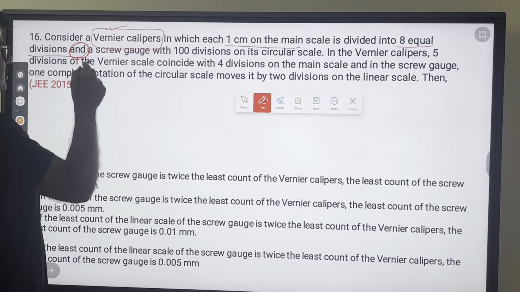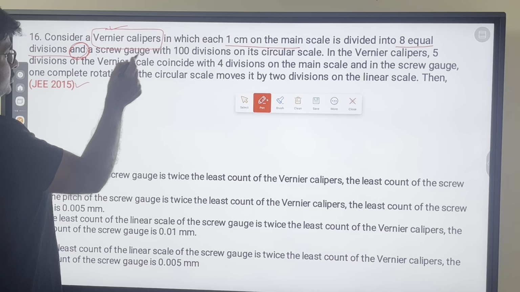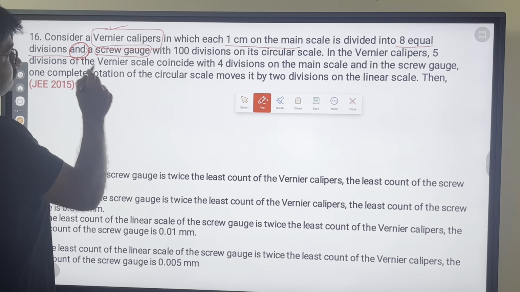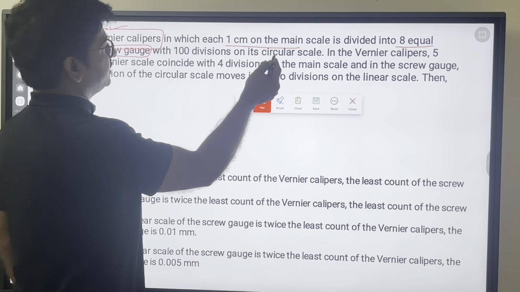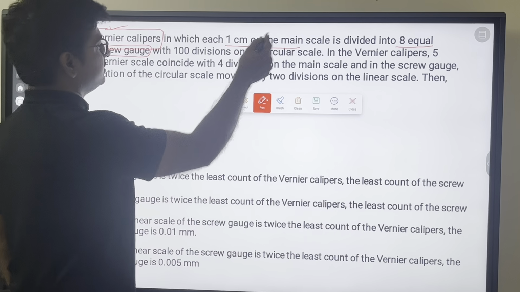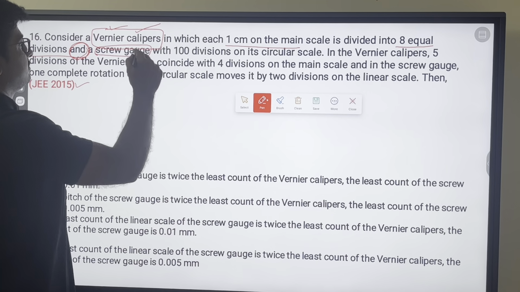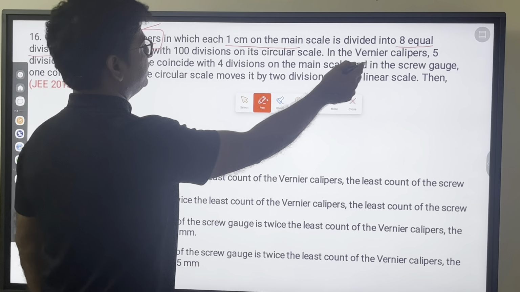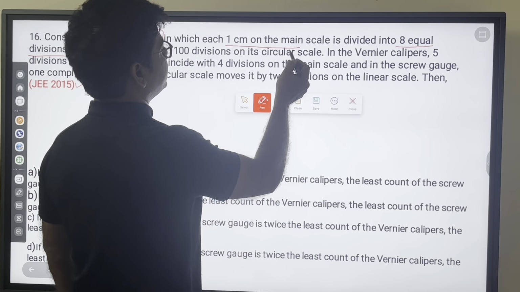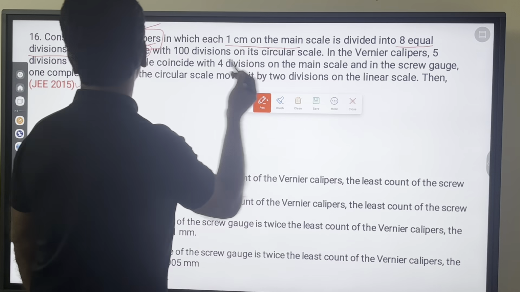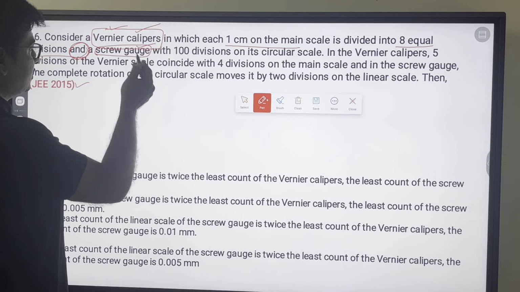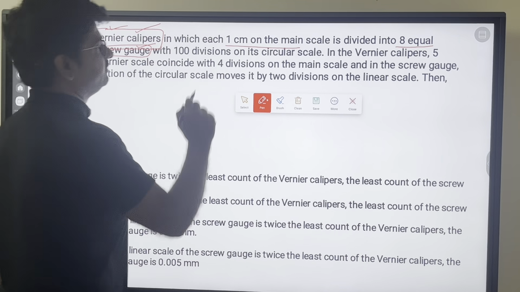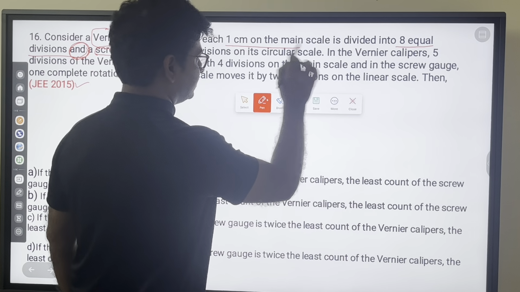Consider this one, and also a screw gauge with 100 divisions on its circular scale. So you have to consider these two. One is a vernier calipers, the other is a screw gauge. The vernier calipers has 1 centimeter on the main scale divided into 8 equal divisions, and the screw gauge has 100 equal divisions on the circular scale. That is the problem now.